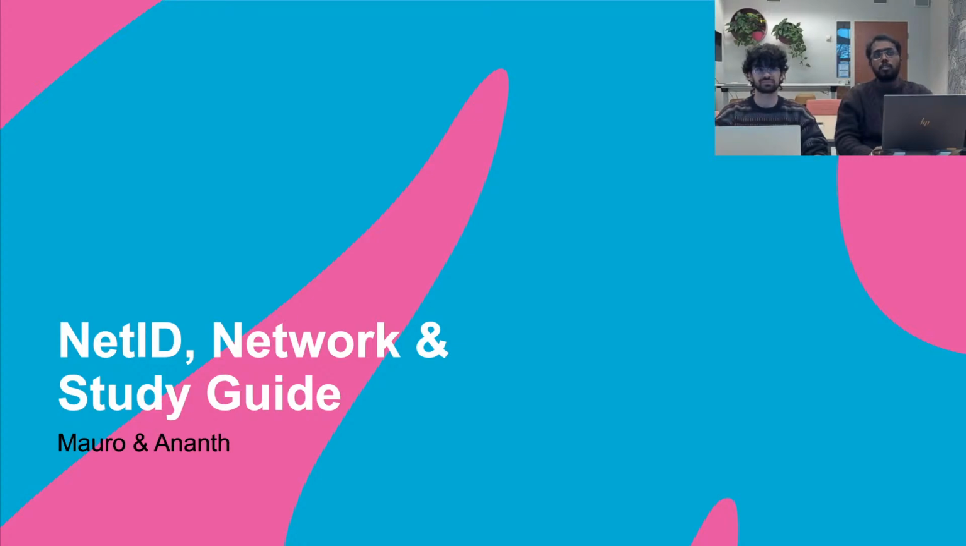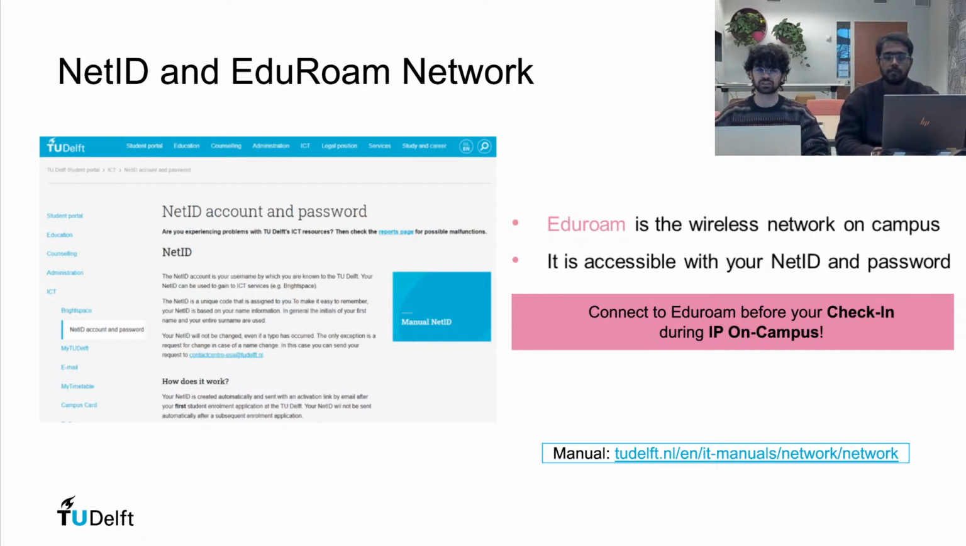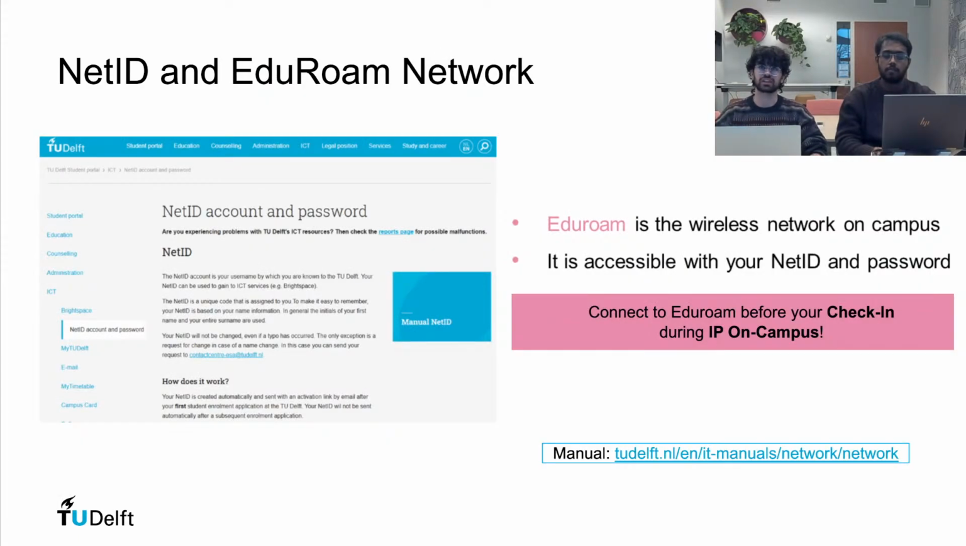The first part is about the NetID and how you network around and look at various courses through your study guide. NetID is going to be your identification username and password to connect to most of the platforms we have here at TU Delft. With this NetID, you can connect to Eduroam, which is our wireless campus network. Every faculty has this same Wi-Fi point called Eduroam, where you put in your NetID and password and you're able to connect to the Wi-Fi. There's also a guide on how to do that at the link that you can see, the manual.